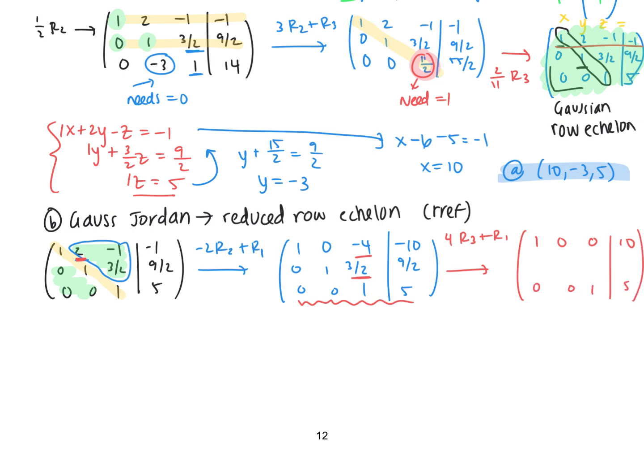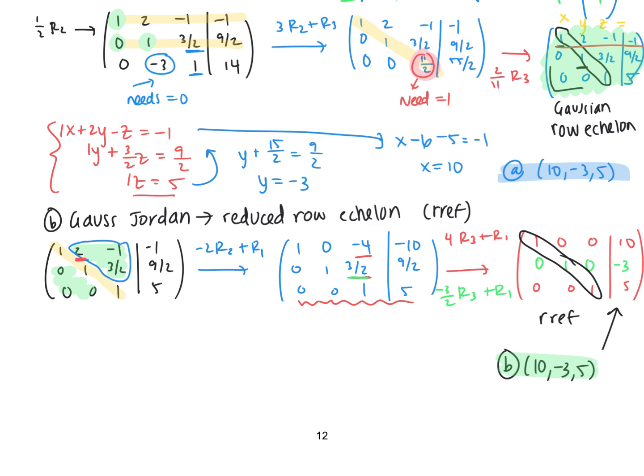Now, if I next want to deal with this 3 over 2, I'm going to take that third row, multiply it by negative 3 over 2, and add it to the first row. So when I do that, I'll get 0, 1, 0, negative 3. So now we are in reduced row echelon form. Again, because we have 1s on the diagonal, 0s everywhere else. And now, when we've seen this before, we can just read the solution right here. We get a solution of 10, negative 3, 5.